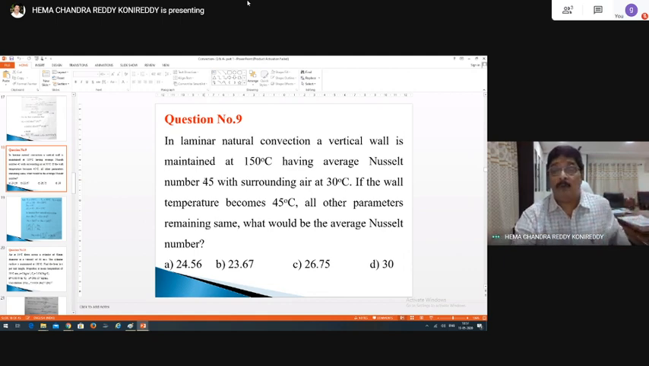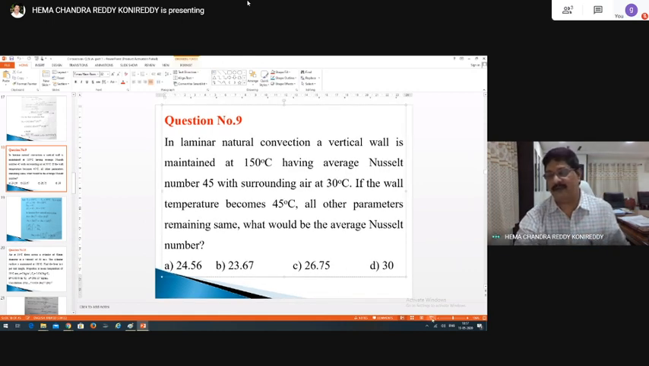Now, what is the temperature of the wall? 45. And what is the temperature difference between wall and fluid? 45 minus 30, 15. So, Nusselt's number is directly proportional to delta T power 1/4. You know delta T1 earlier, first case. You know Nusselt's number in the first case. You know delta T in second case. You wanted to find Nusselt's number in the second case. So now I think anyone can do this problem.